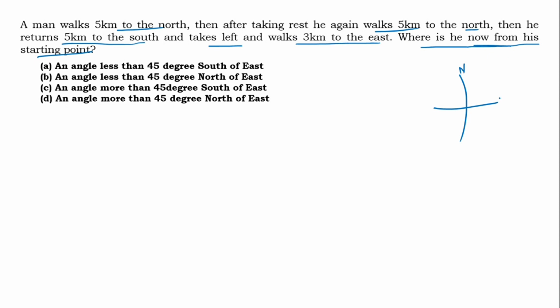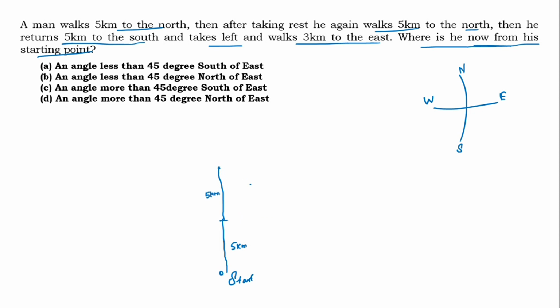Draw the direction: north, east, west and south. So let us take this as his starting point. He walks 5 km to the north. Then after taking rest, he again walks 5 km.